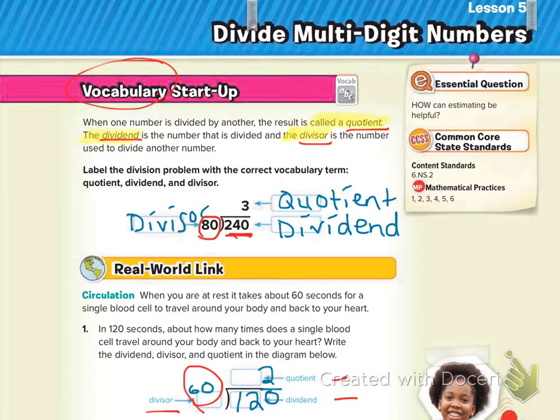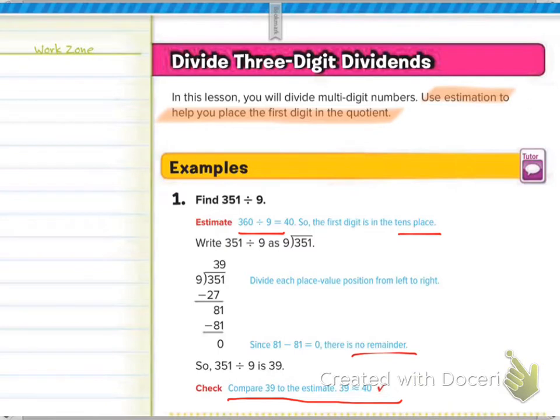Okay. Our standard for this is 6.NS, which means number systems, .2. Our test will be on Friday of next week. Be ready. Turn the page.